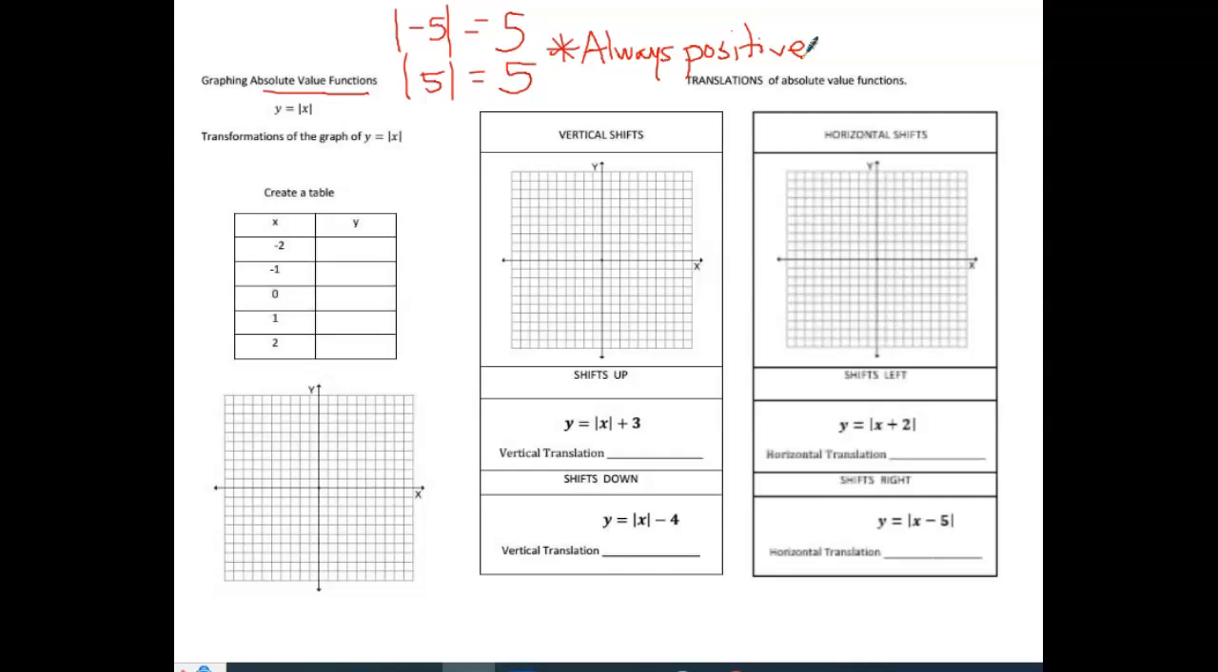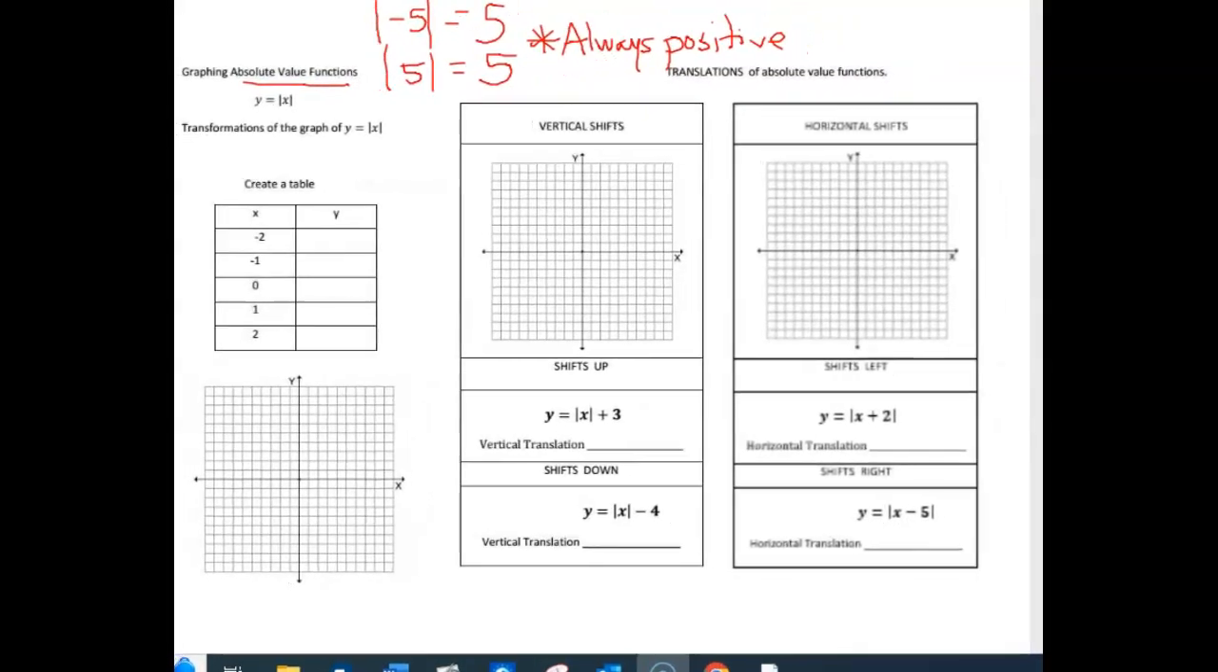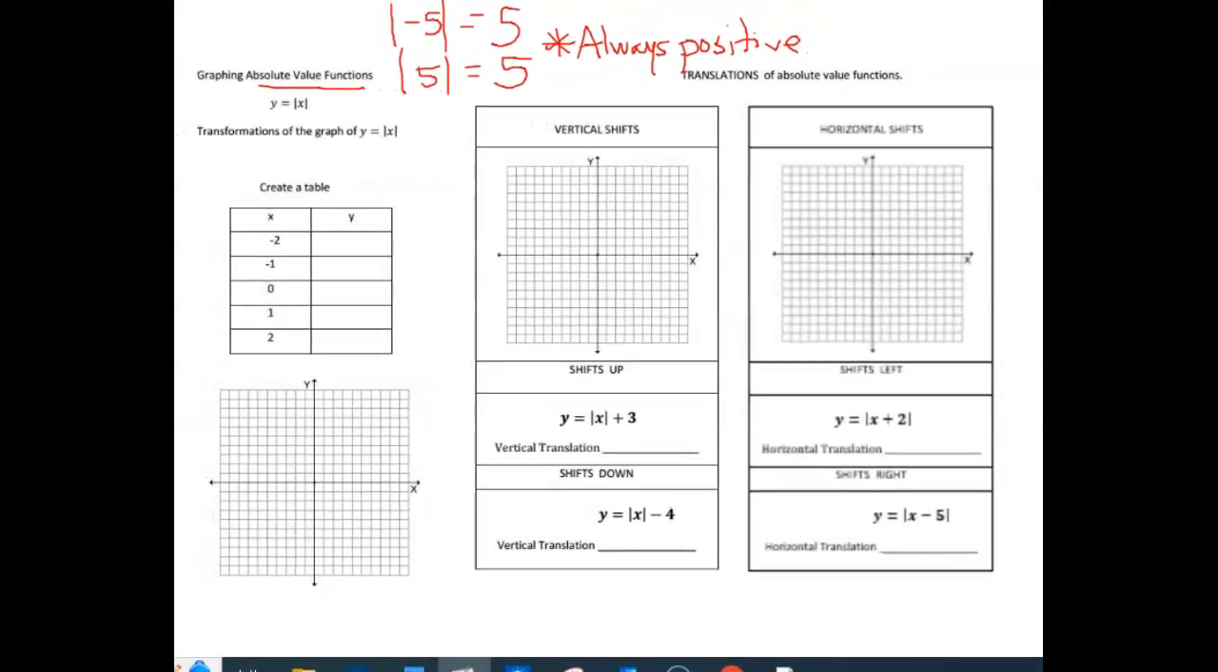When we were doing our parent functions of the last ones, this is the parent function we're going to deal with on this lesson and the rest of this week. Y equals the absolute value of x. So, if I put a -2 in for absolute value of -2, you would get a 2. The absolute value of -1, 1. The absolute value of 0, 0. The absolute value of 1, 1. And the absolute value of 2 is 2.